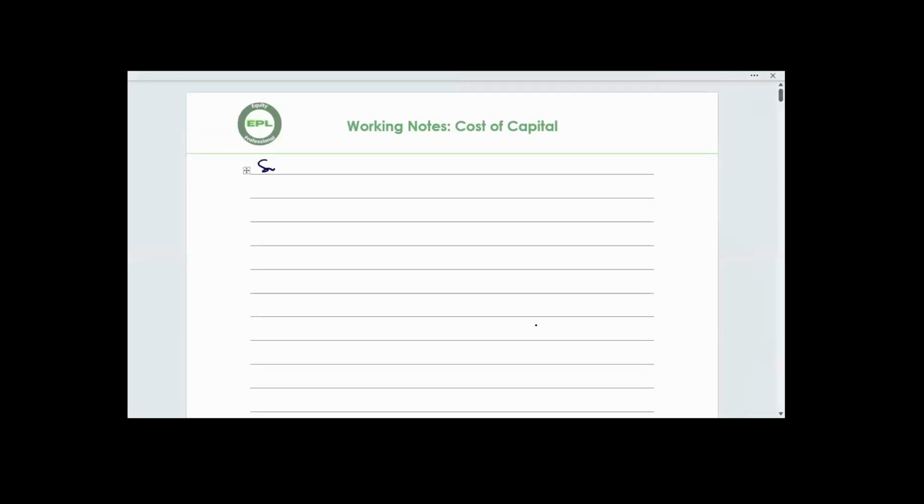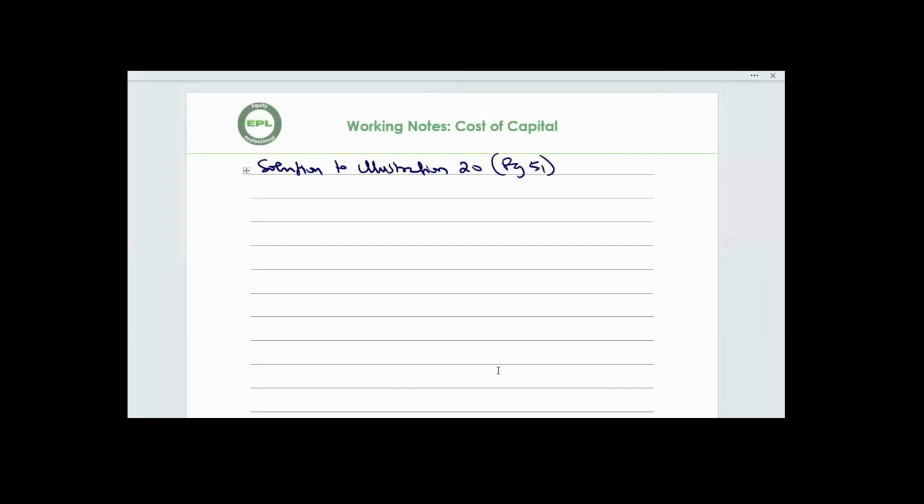Solution. Illustration 20. That's page 51. Page 51.